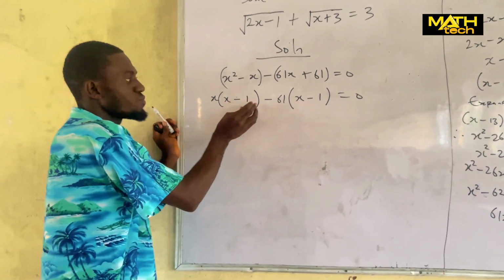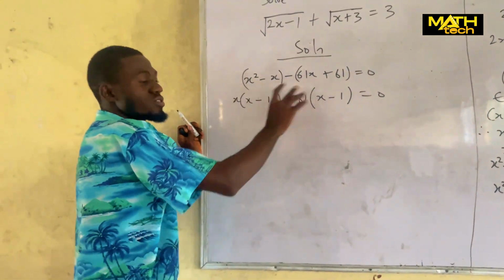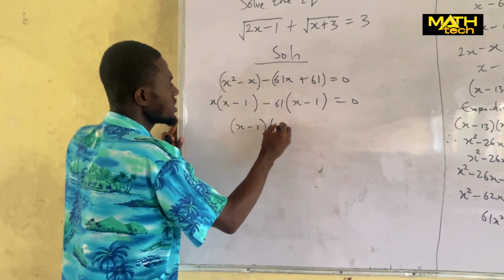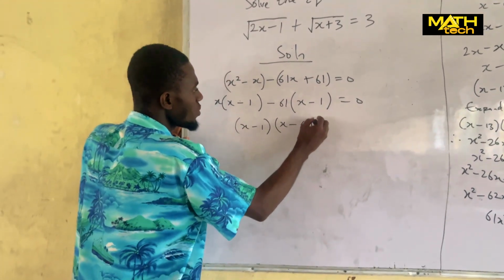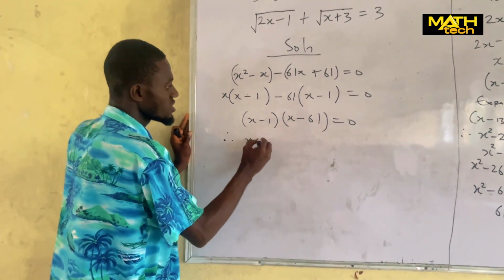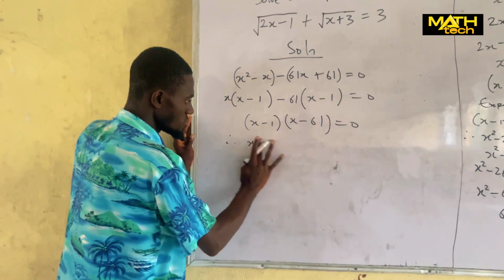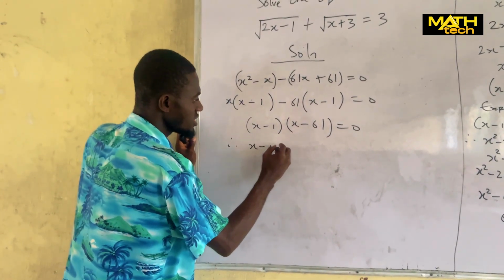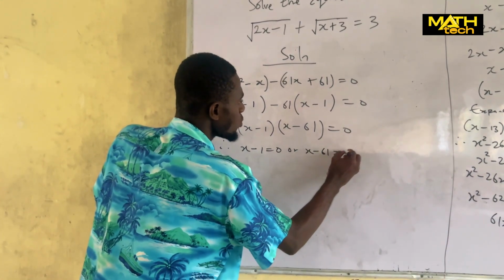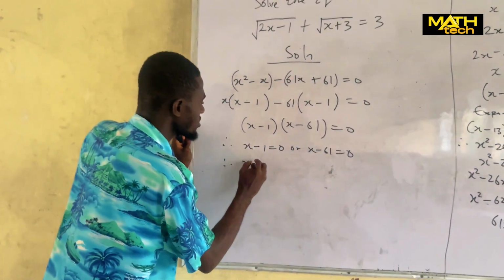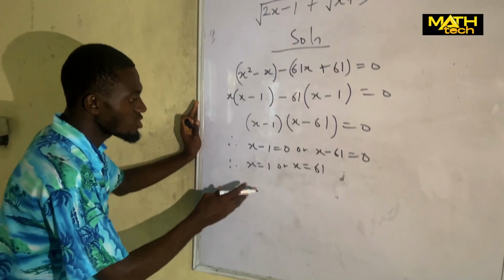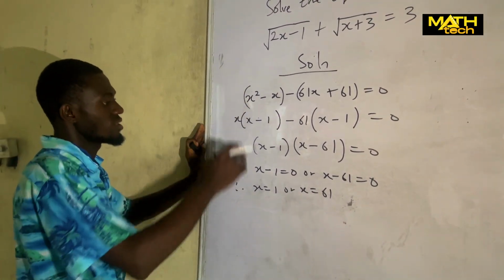So we just have to pick one of these brackets, then we pick the factors we factored out. So we pick x minus 1 and also x minus 61, all equal to 0. So straight down, we say therefore x minus 1 is equal to 0, or x minus 61 is equal to 0. Therefore, our x is equal to 1, or x is equal to what? 61.